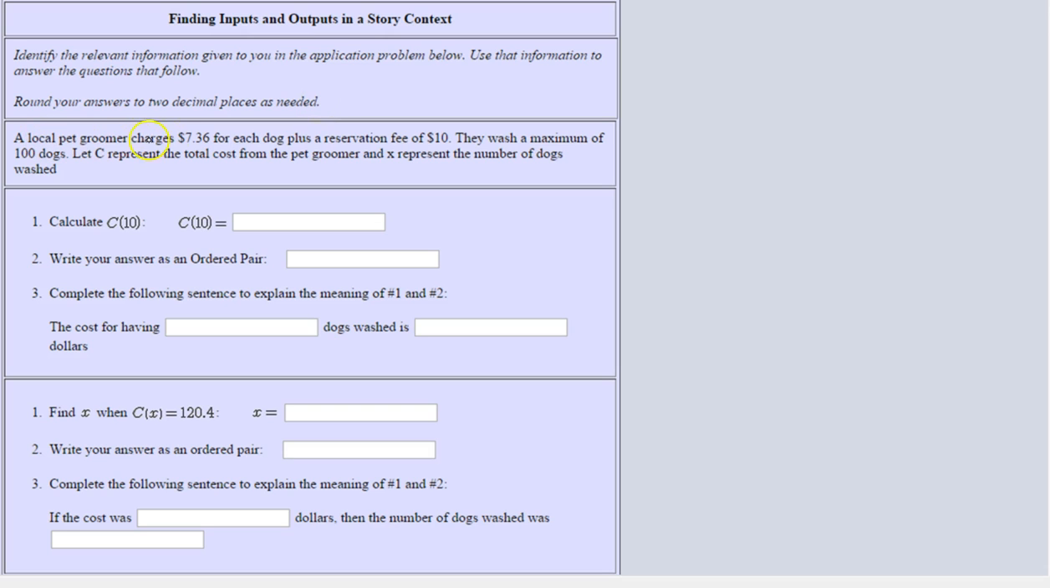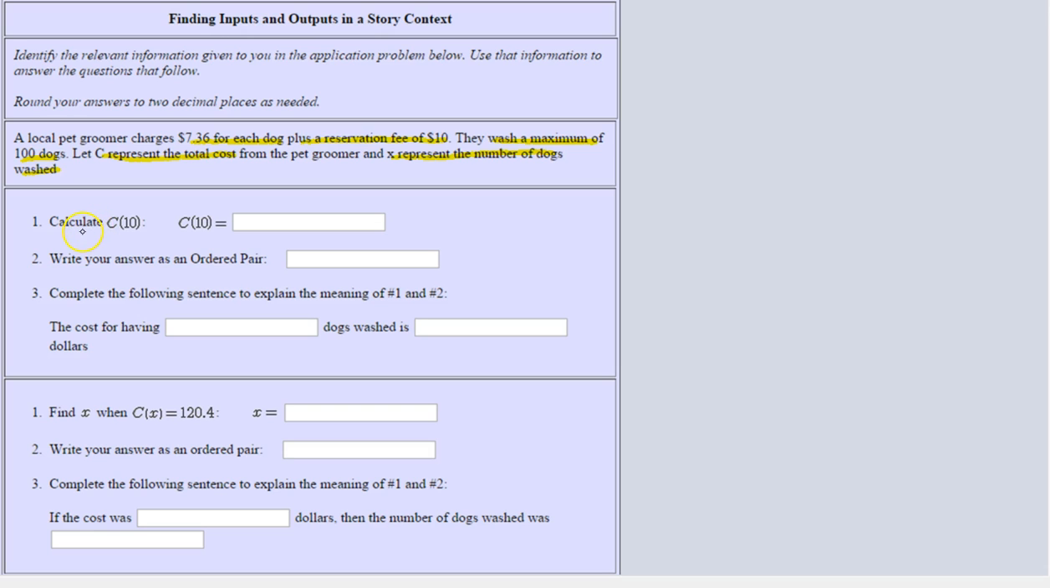A local pet groomer charges $7.36 for each dog, plus a reservation fee of $10. They wash a maximum of 100 dogs. Let C represent the total cost from the pet groomer, and X represent the number of dogs washed.